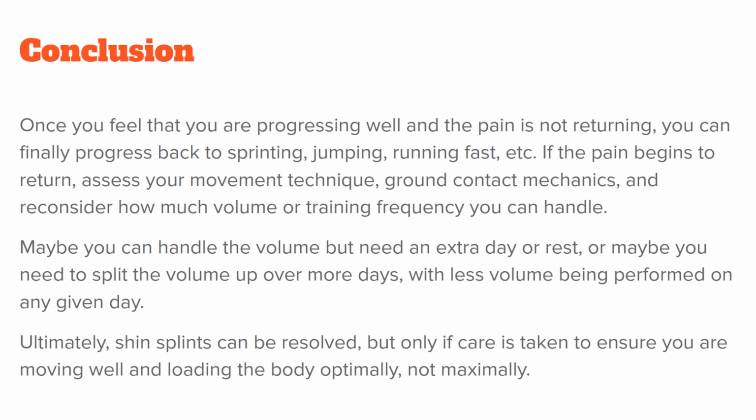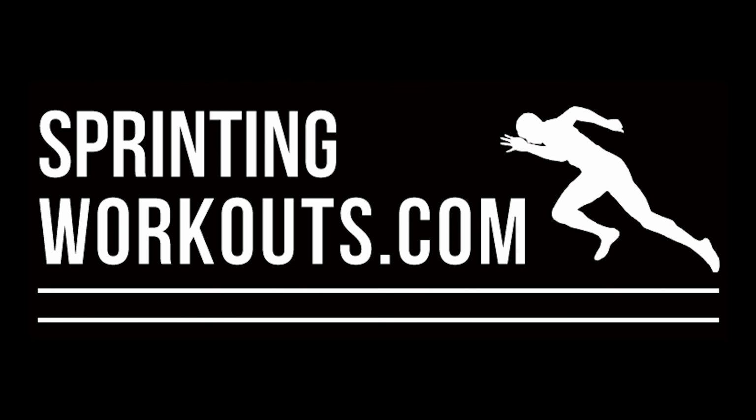And ultimately, shin splints can be resolved, but only if care is taken to eliminate the causal factors, improve the things that are leading to having shin splints, and then from there, not repeating the same mistakes of having too much volume, too much frequency, or poor ground contact mechanics. So guys, hopefully you got something out of this. Hopefully you have a better understanding of what shin splints are, why they happen to us as sprinters, jumpers, runners, and all that, and ways that you can come out of shin splints and end up having a good quality performance once you're out of that pit of pain, so to speak.